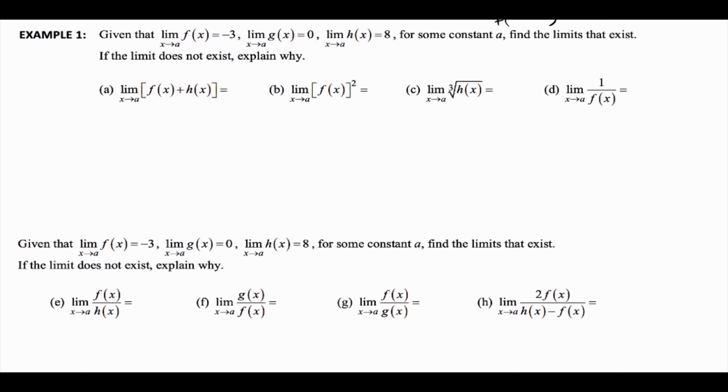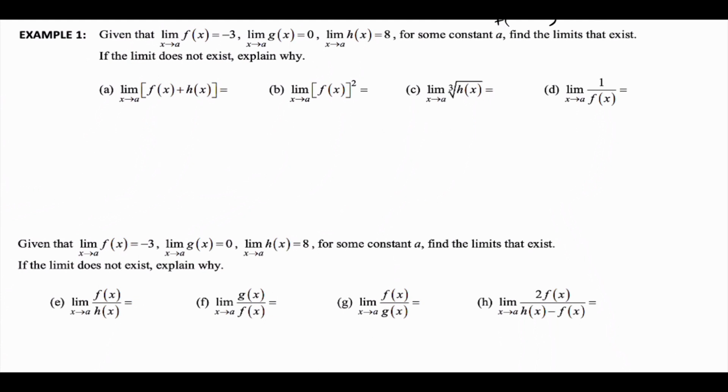And then there's another one, h. So they're all approaching a, right? They're all approaching a. 3 different functions. The limit as x approaches a for h is 8. So they gave me the answers already. But now I have to use that to figure out these guys. Okay? So the first one, a.